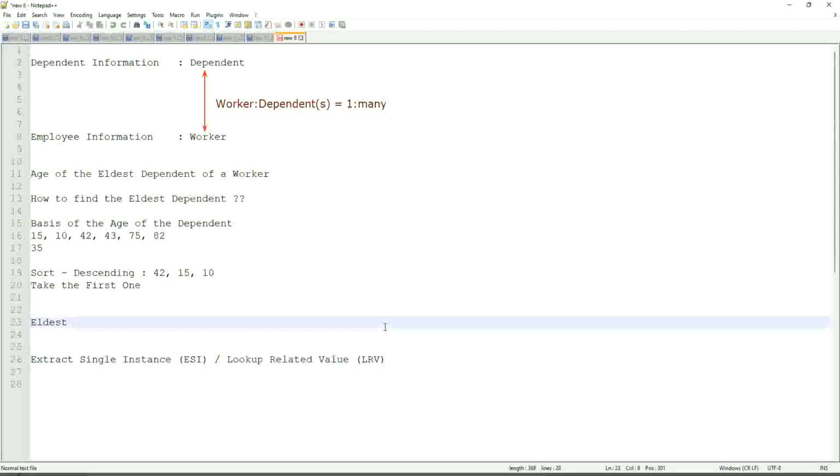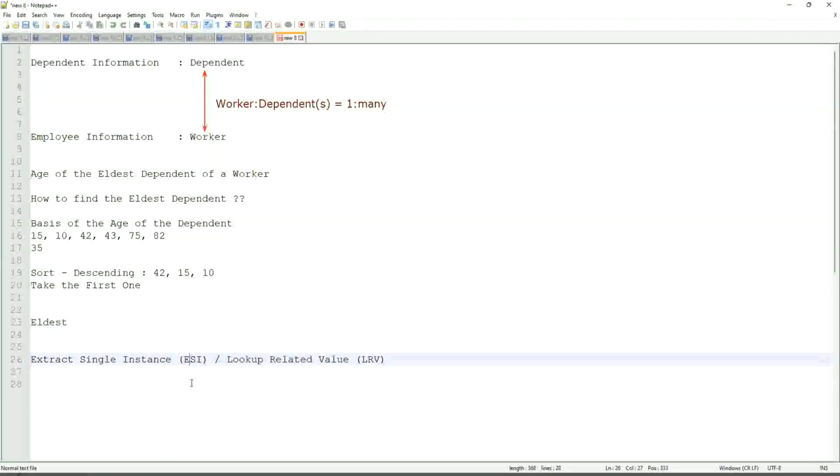They work in combination. We do not only leave with ESI. Once we extract the ESI, we use it to get some value. That's the LRV. Like here, we are going to get the age of the eldest dependent. The eldest dependent will be returned by the ESI. Right, and the age of that eldest dependent will be an LRV. This will be a very, very common question.